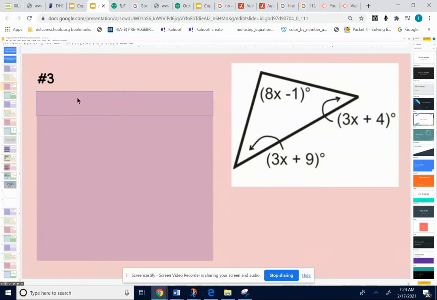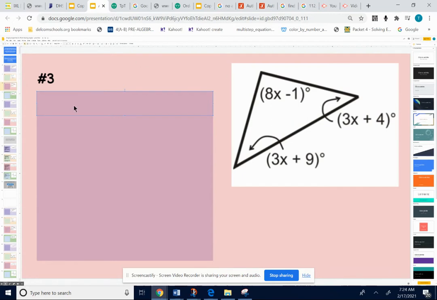Okay, number 3. We're trying to think about a relationship that exists within our drawing, and this is a triangle with 3 angles. We want to take that relationship and write an equation. We're going to find x after we set up an equation, and then I want to find any missing angles in the problem that have an expression written next to them. So in this problem, I have 3 angles in a triangle.